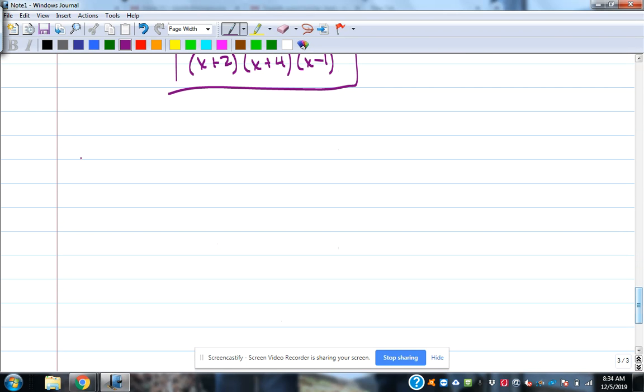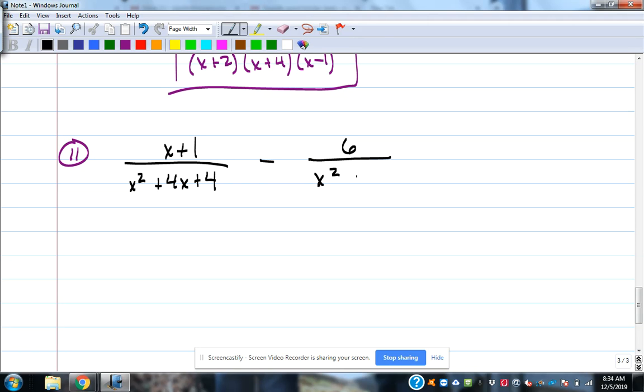Number 11. Let's do x plus 1 over x squared plus 4x plus 4, minus 6 over x squared minus 4.